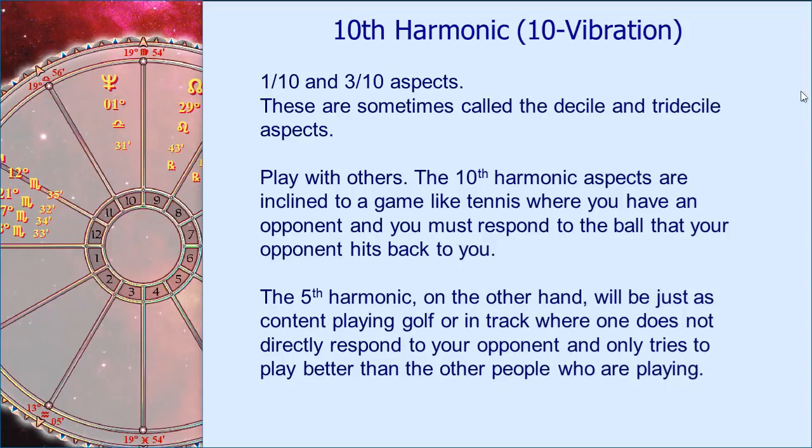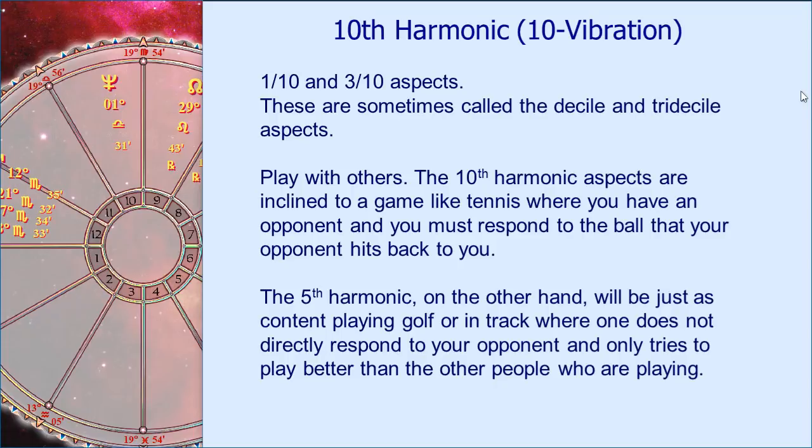How about the game of tennis? You hit the ball, your opponent hits it back to you. It's you and your opponent directly facing each other. Now, in a game like golf, you have opponents. If you're going to win, you're going to get a better score than your opponents, but you're not directly facing them. You're not directly interacting with them. So golf is more of a 5th harmonic sport, purely play and creativity. Tennis is more of a 10th harmonic sport.